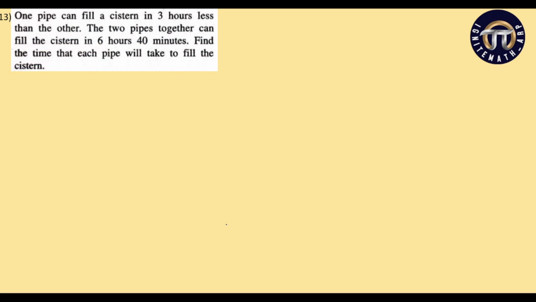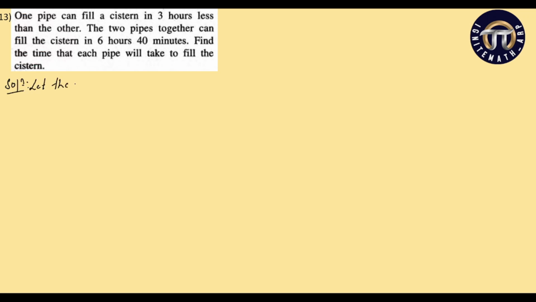So whether it's a time and work, or see here a pipe filling the cistern, same concept, children, no difference in the concept. Okay, so now one pipe can fill a cistern in 3 hours less than the other. Two pipes together can fill the cistern in 6 hours 40 minutes. Find the time that each pipe will take to fill the cistern. Cistern in the sense it is just a tank. Okay, it's a container.